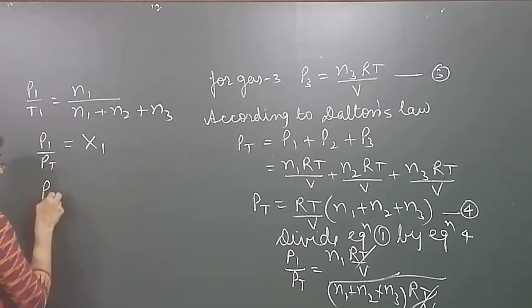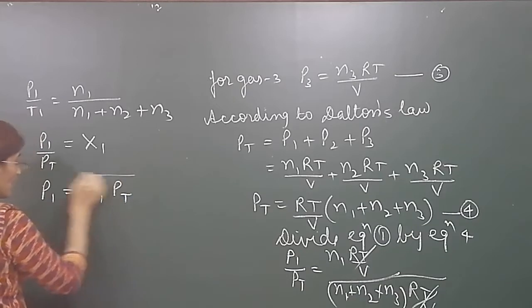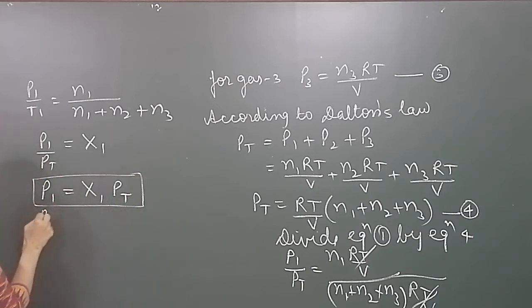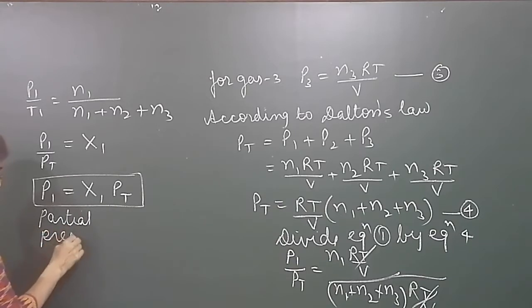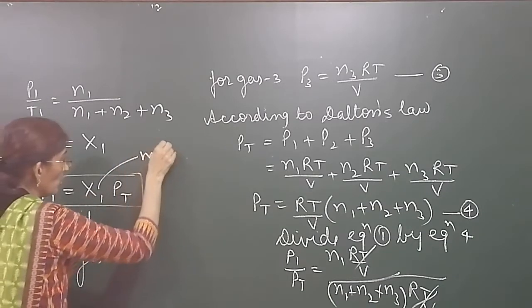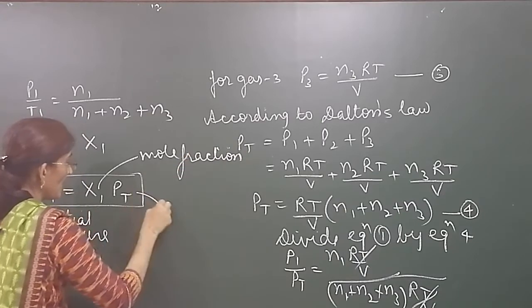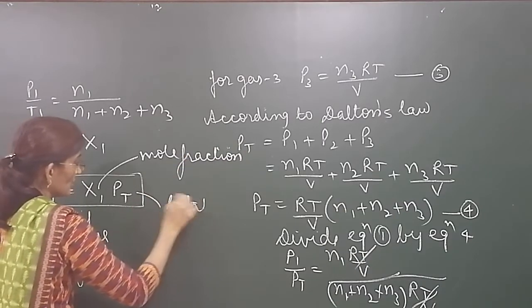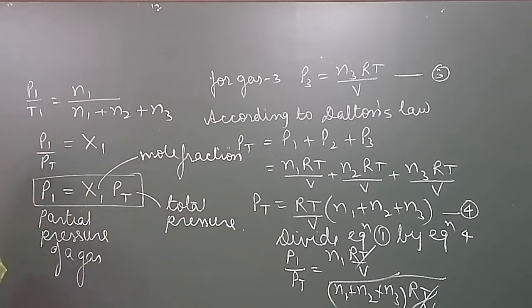So partial pressure of any gas is mole fraction of that gas multiplied by the total pressure. Partial pressure of a gas is equal to the product of mole fraction of that gas multiplied by total pressure. You have to remember this.